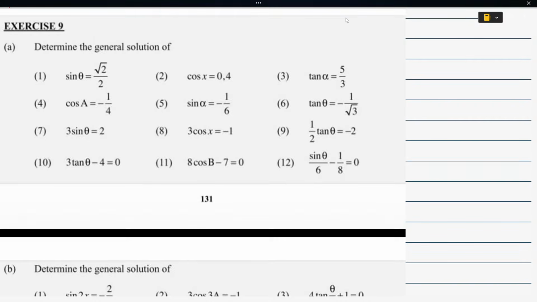Okay, which one can we try? Try number one, number two, number three. Let me give you a chance to try them. Yes, I think you are right on that one.